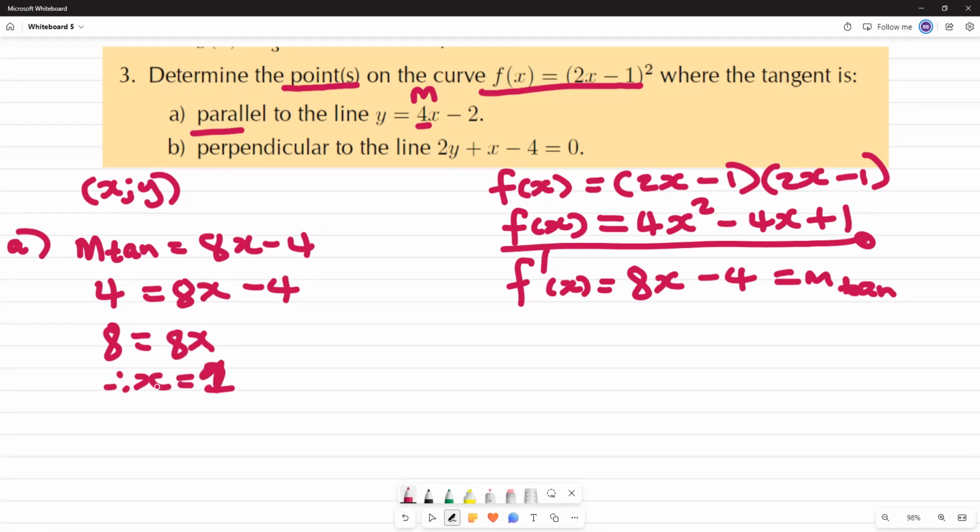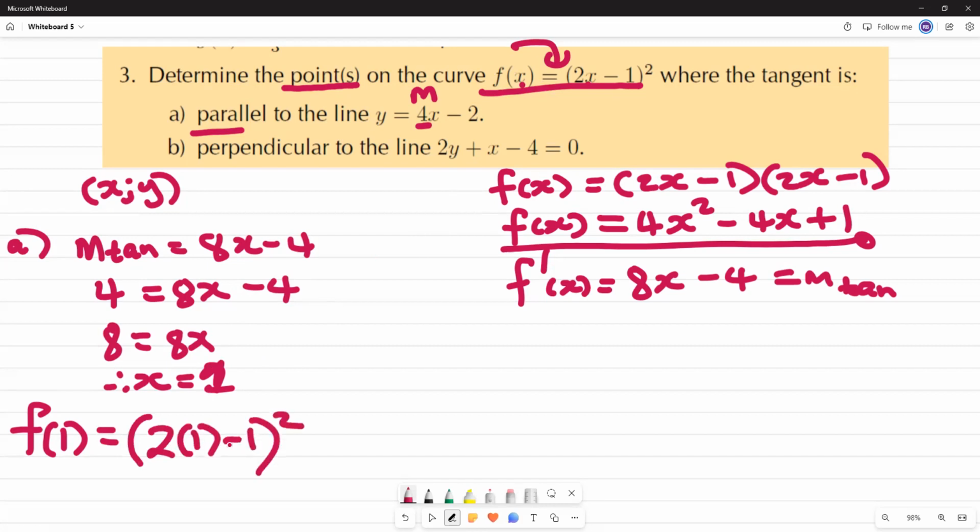Now, we can substitute. I always advise you to substitute into the original given function. So we're going to look for f at 1 to get the y value. I'm replacing this x with 1 and that x with 1, which is 2 in brackets minus 1, squared. So it's 2 minus 1 squared, which is 1. Therefore, the first point is going to be the x value, which is 1, and the y value, which is 1. Then that's finished with A.